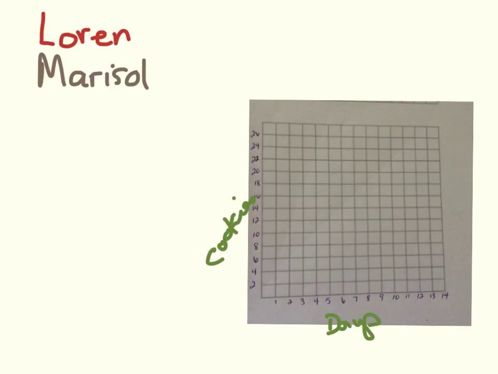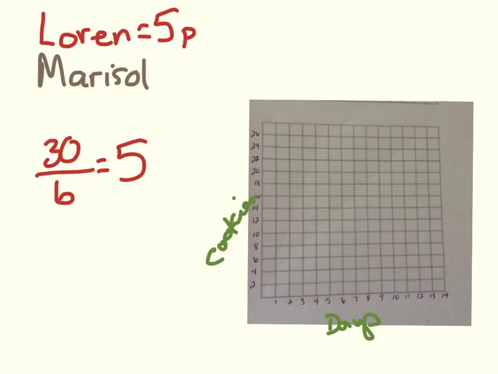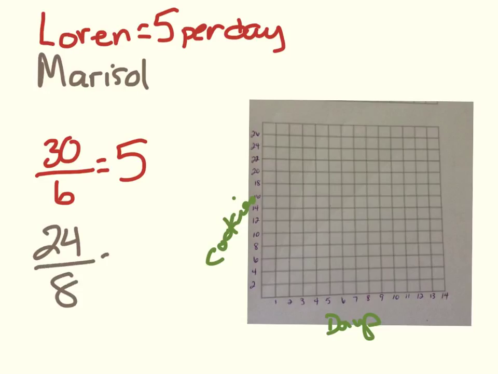Now, Lauren has eaten 30 cookies in 6 days. So, that's kind of like saying, let's try to just find the average, right? 30 divided by 6 equals 5 cookies per day. So Lauren equals 5 per day. Marisol ate 24 cookies in 8 days. So her average is 3 cookies per day.